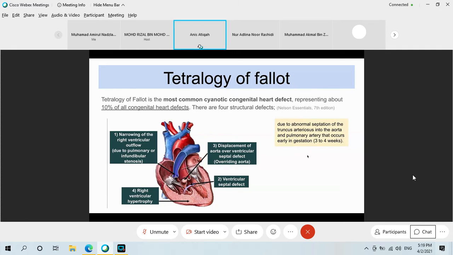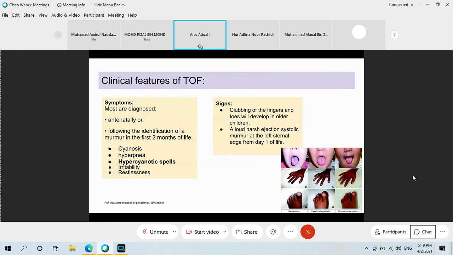Okay, for the clinical features of tetralogy of Fallot, for the symptoms, usually it will be diagnosed antenatally following the identification of a murmur in the first 2 months of life. So usually it will present with cyanosis, hyperpnea. Hyperpnea occurs because of the gradually increasing cyanosis and also the loss of murmur, resulting in hyperpnea. Hypercyanotic spells, irritability, and restlessness.